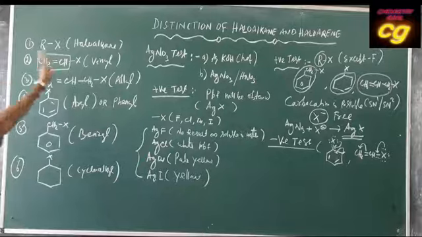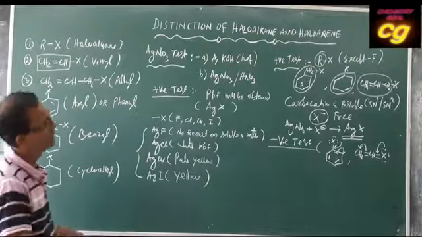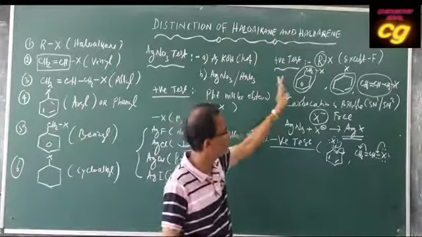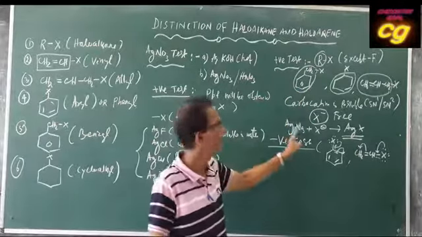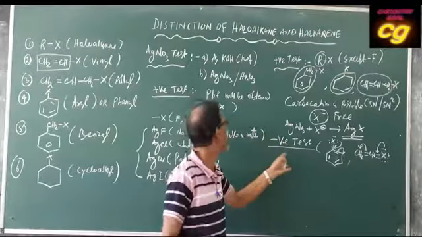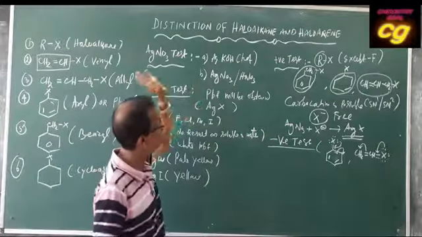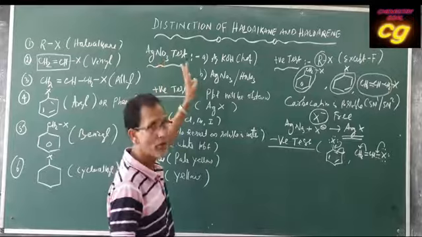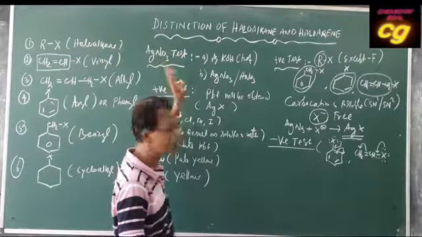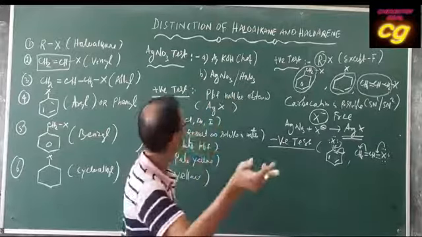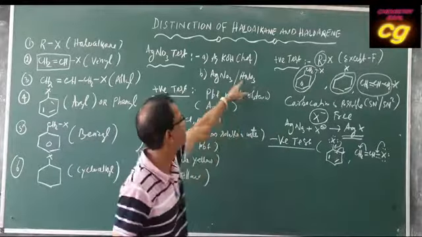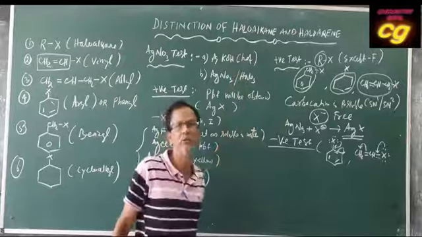So these are very important distinctions, which group will give a positive test and which will not give the test, that is a negative test. So you have to write what the test is. For the silver nitrate test, you first add aqueous KOH solution, then heat the solution, then follow with acidified silver nitrate. Acidified means nitric acid will be added.